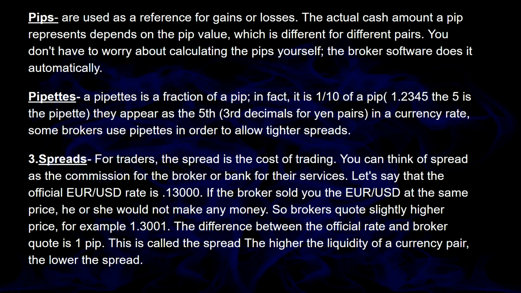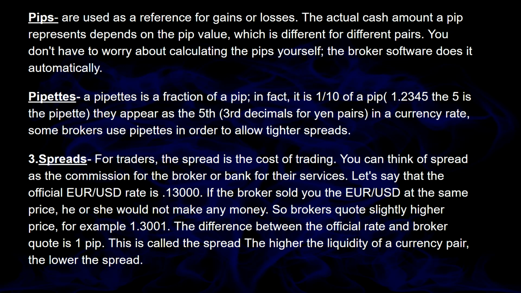Let's say that the official euro dollar rate is 1.3000. If the broker sold you the euro dollar at the same price, he or she will not make any money. So brokers have to quote it slightly higher than the price that it is showing. For example, they might quote you at 1.3001. The difference between the official rate and the broker rate quote is 1 pip. This is called the spread.